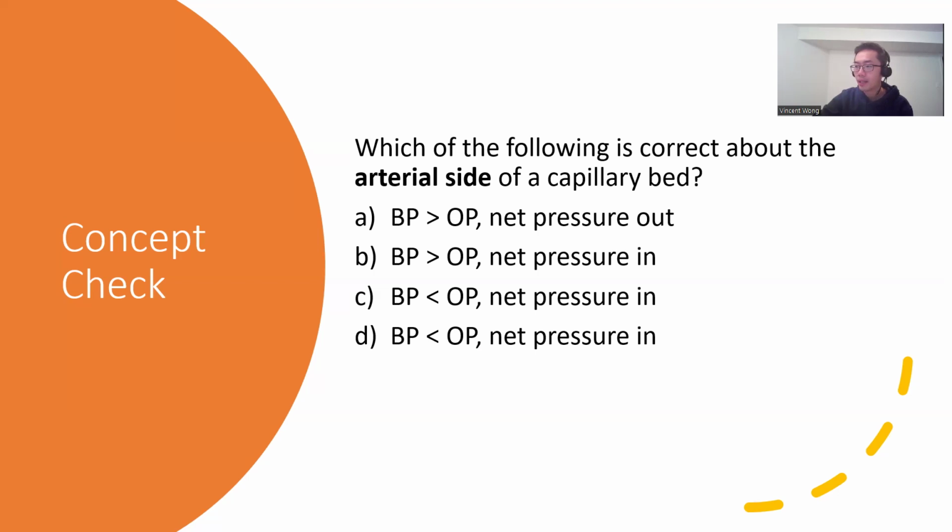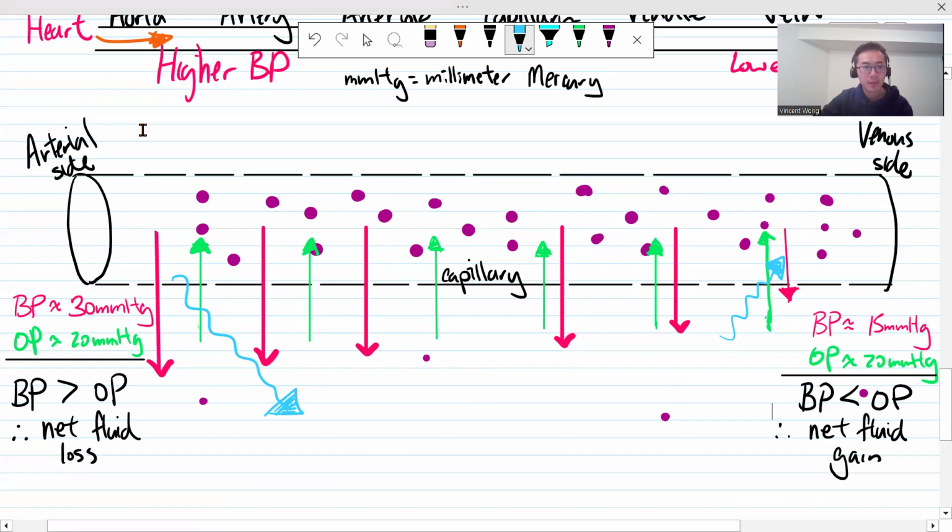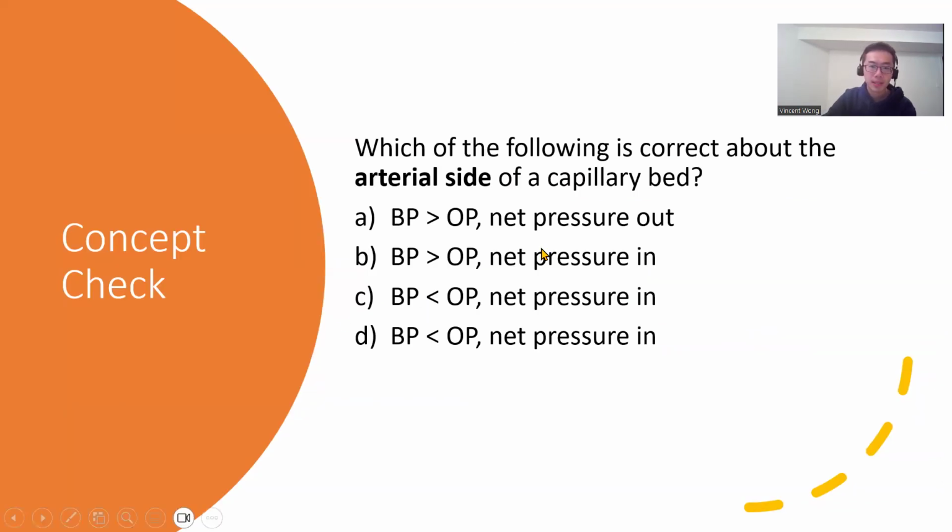All right. So this is asking what is true on the arterial side. If you take a closer look at the notes on the arterial side, which is right here on the left, the BP is greater than the OP. So you end up losing fluid, right? So the answer is BP greater than OP, net pressure out, as in you are pushing fluid out. So the correct answer is A. Here's another one.